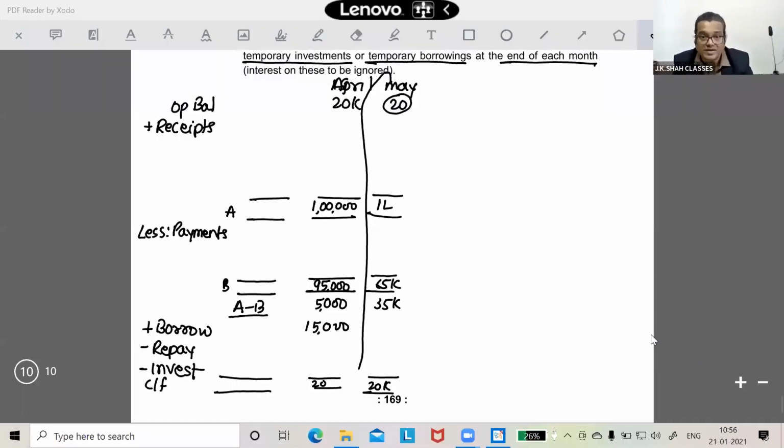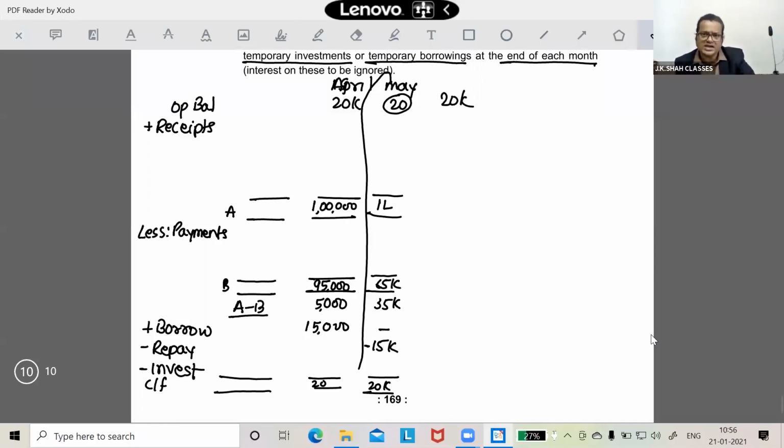We should repay first, no? A loan is pending. We had borrowed in the earlier month. The loan is pending. And still you want to make investments? No, that doesn't make sense. So what we will do? We'll prioritize. Whatever surplus we have now, we'll repay. Got it? So see, 35K was A minus B, minus this 15K, we are left with 20K. Next month, exactly 20K will come. Okay. So we had borrowed, but we have repaid.